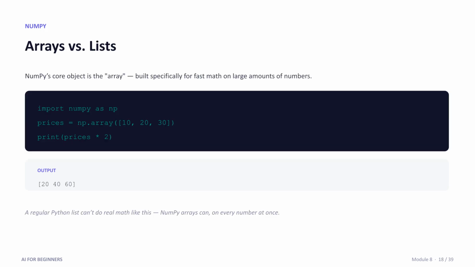NumPy's core object is the array. While regular Python lists are flexible, arrays are optimized for fast math. In this example, notice that multiplying a NumPy array by 2 performs the calculation on every number at once, something a standard list cannot do.